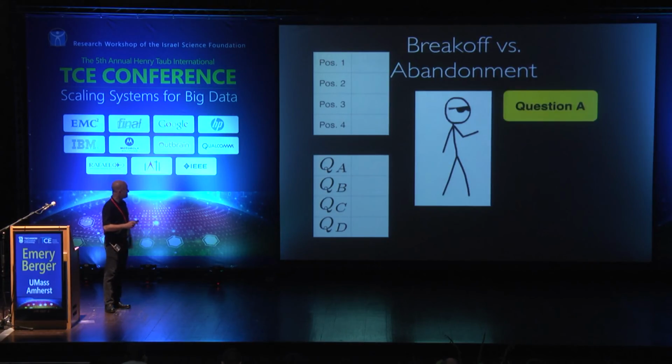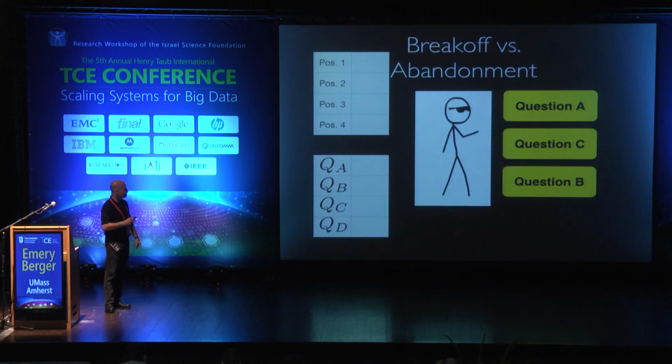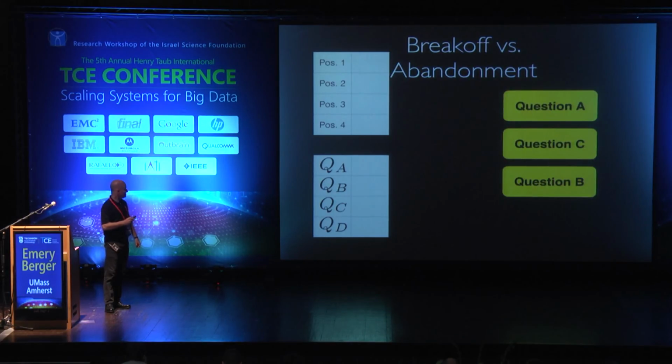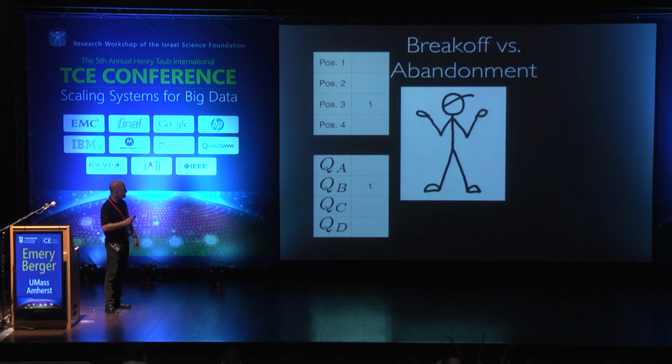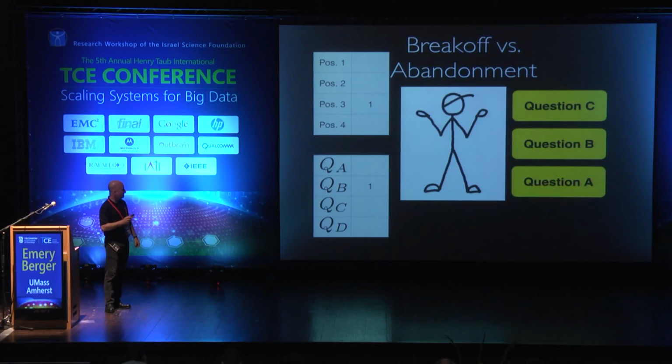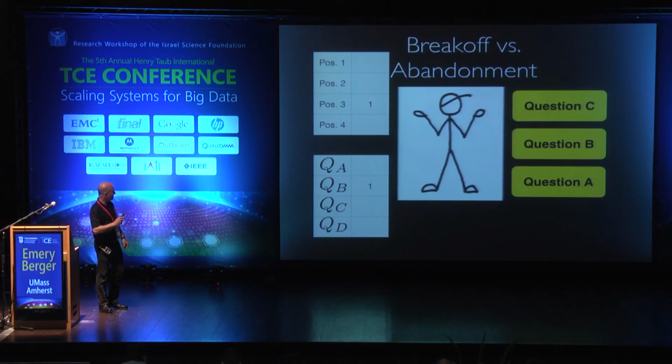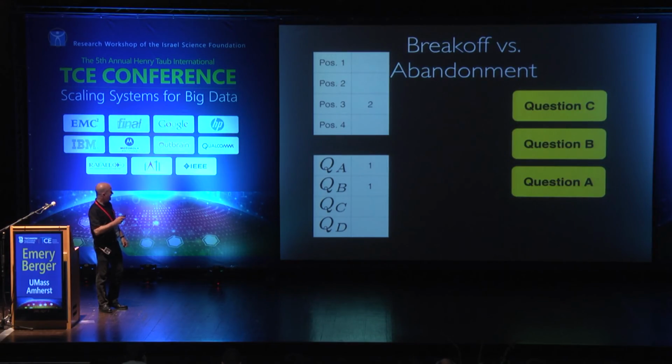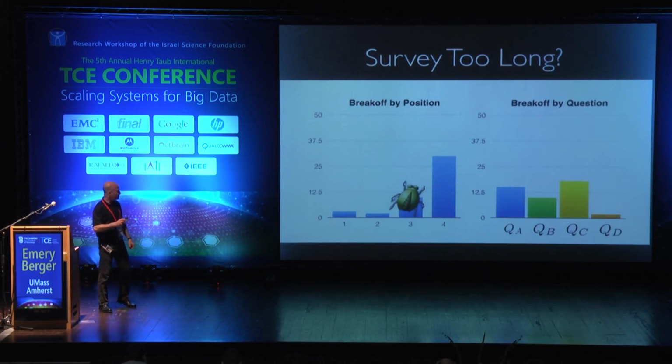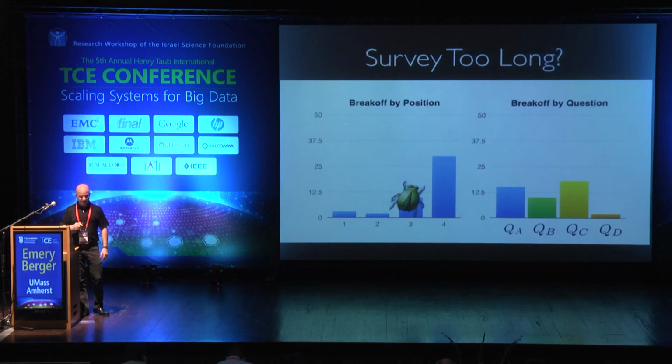This person sees question A, question C, question B, and then they leave. So we say they left at position 3 and they left at question B. This other person sees a different order: question C, question B, question A. They also leave after 3. We increment question A and the position, and then you end up with this distribution. You can see that people seem to be leaving more and more by position, and not so many people are breaking off by question. You assume that the issue is really the position, and not the question itself.